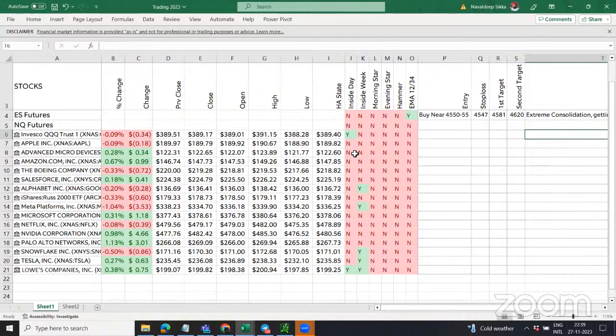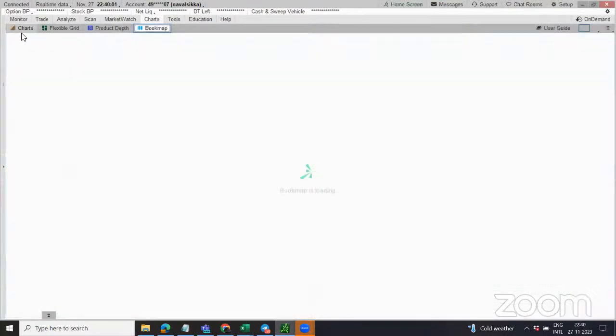Then I have NQ. And also let's look at the book map just to make sure we are on the right track.